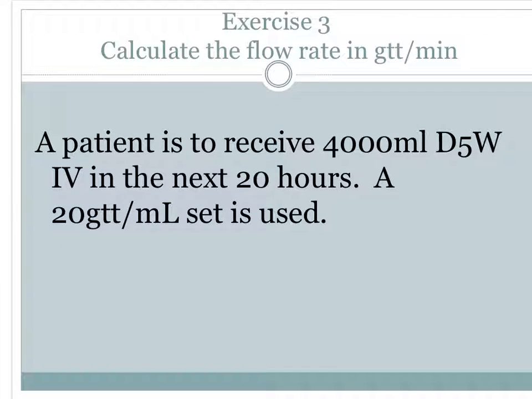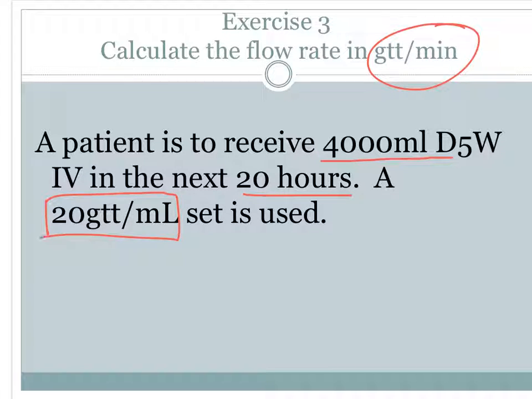Our next example, exercise 3, is calculating the drops per minute for a patient who is receiving 4,000 milliliters of D5W in the next 20 hours using a 20 drop per mil macro set. Please pause now and calculate this out.